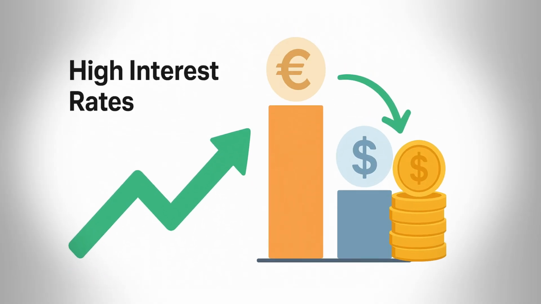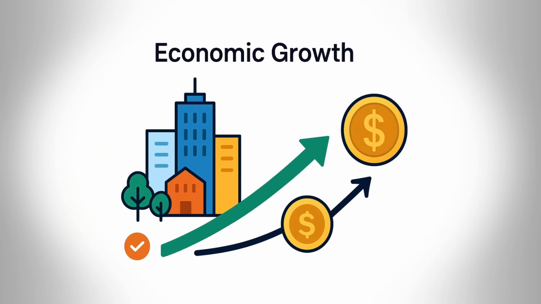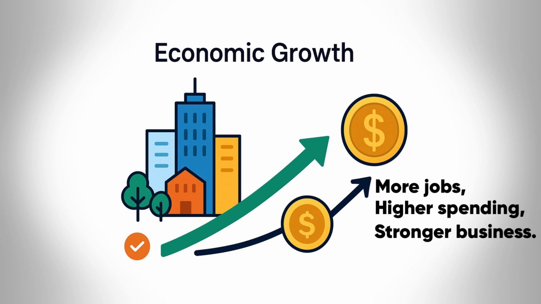There are 4 main reasons why investors may be drawn to a country's currency. First on our list is interest rates. Countries with higher interest rates attract investors because they offer better returns. So for example, if the Eurozone offers 8% interest rate while the US offers 4%, some investors may prefer to hold euro, at least until risk changes. Number 2 is economic growth. A growing economy means more jobs, higher spending, and strong business activity. This makes investors confident to buy the country's currency.